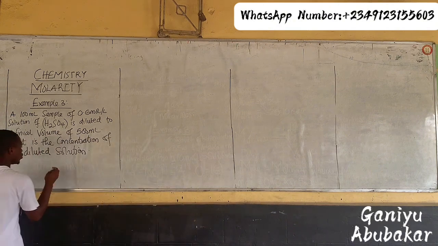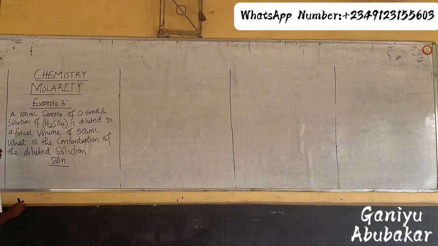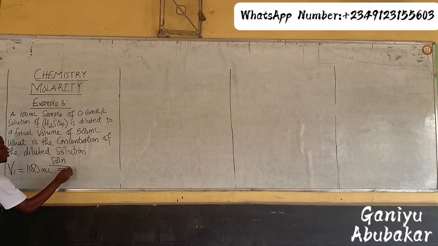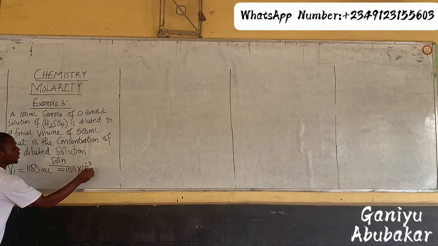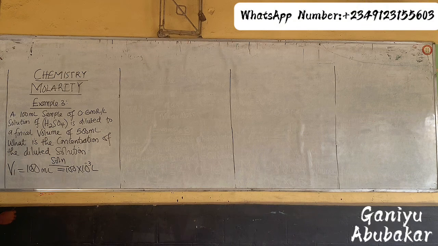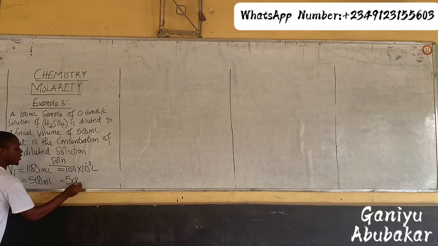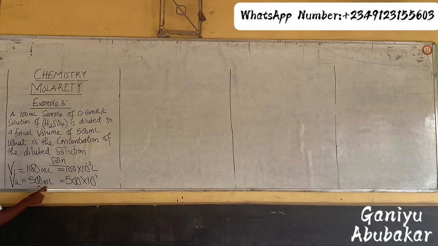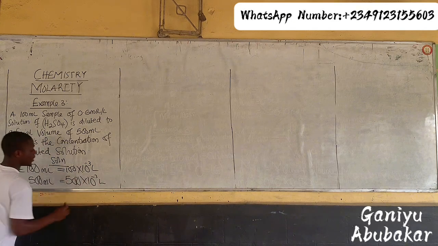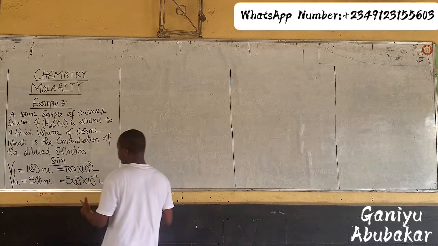Solution. First is first. I have V1 equal to 100 ml. My volume should be in liters, not ml. This becomes 100 times 10 to the power minus 3 liters. I have V2. What's V2? This V2 is 500 ml, so that becomes 500 times 10 to the power minus 3 liters. Alright, I have two volumes here.